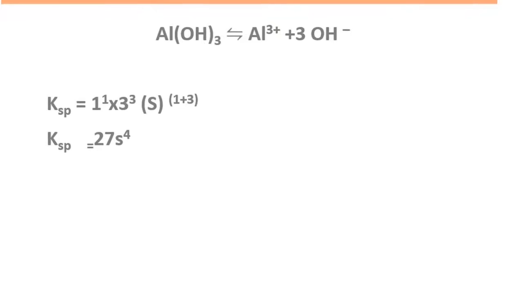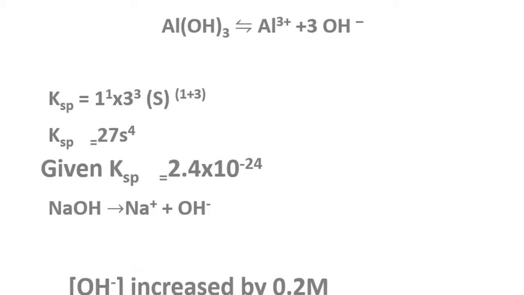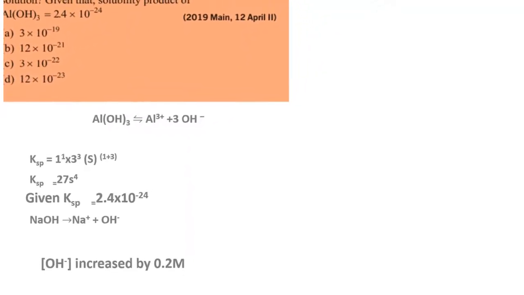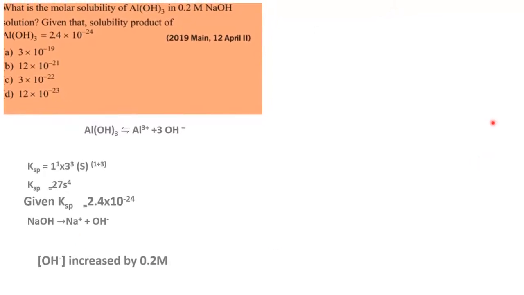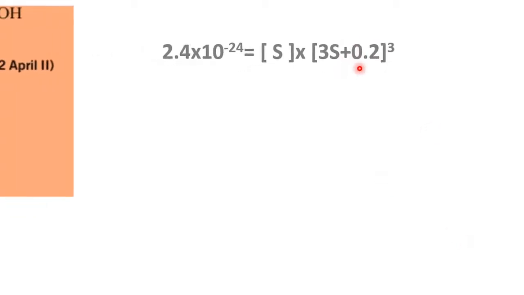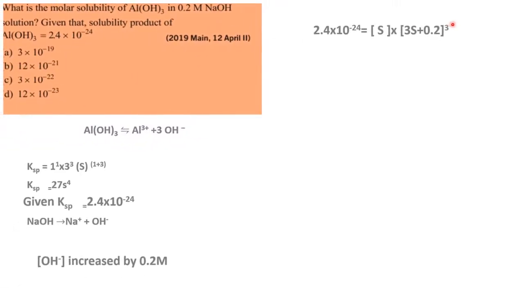The solubility product is given as Ksp equal to 2.4 into 10 power minus 24, and you are going to calculate the S value in the presence of sodium hydroxide. Sodium hydroxide dissociates to give Na plus and OH minus ions. The hydroxide ion concentration is increased by 0.2 M because it dissociates to give 0.2 M. By substituting the values in the Ksp equation, 2.4 into 10 power minus 24 is equal to S into (3S plus 0.2) cubed. Why is this 0.2 added? Because the hydroxide concentration is increased by 0.2, raised to power 3.